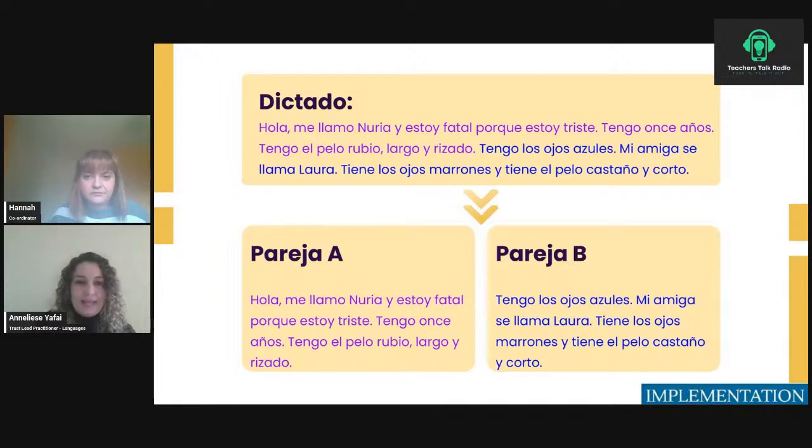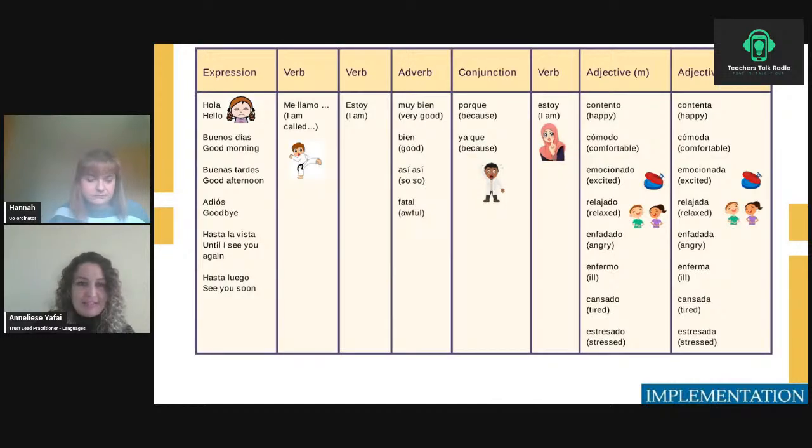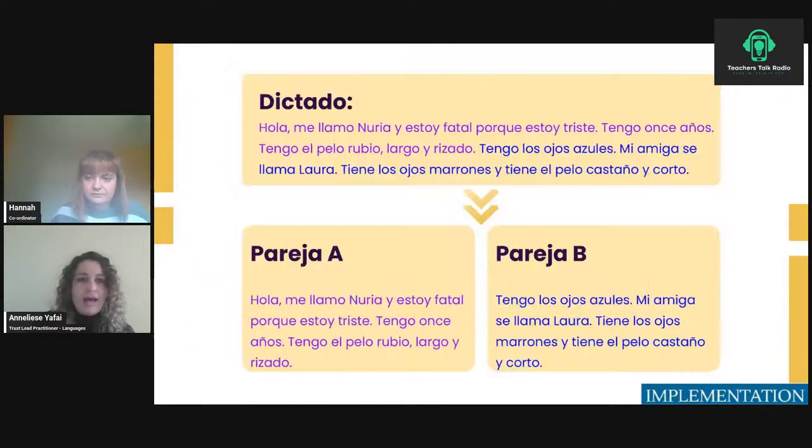So if I go back to this, what I'm going to do is show you, through the same vocabulary, how we can break down different activities. You can see here you've got: hello, my name is, I'm good because I am happy, I'm sad, I'm comfortable. And in the beginning part of this dictation: hello, my name is Nuria and I am awful because I'm sad. I am 11 years old, I have blonde hair, blonde long curly hair. So that has all been practiced through the sentence builders.